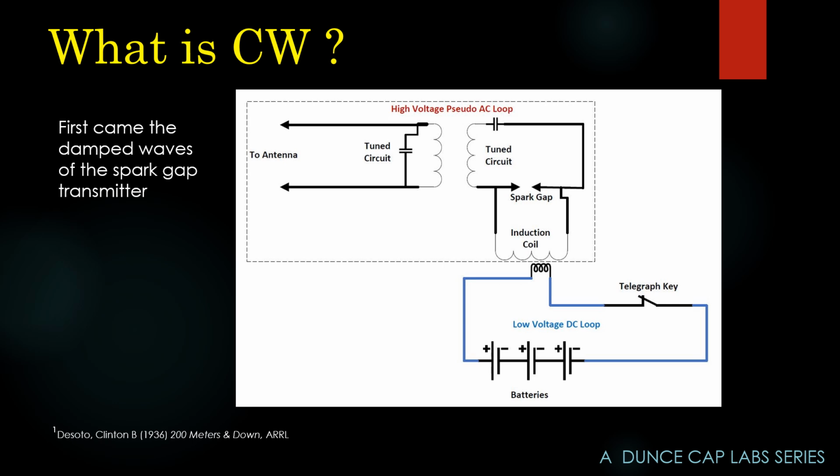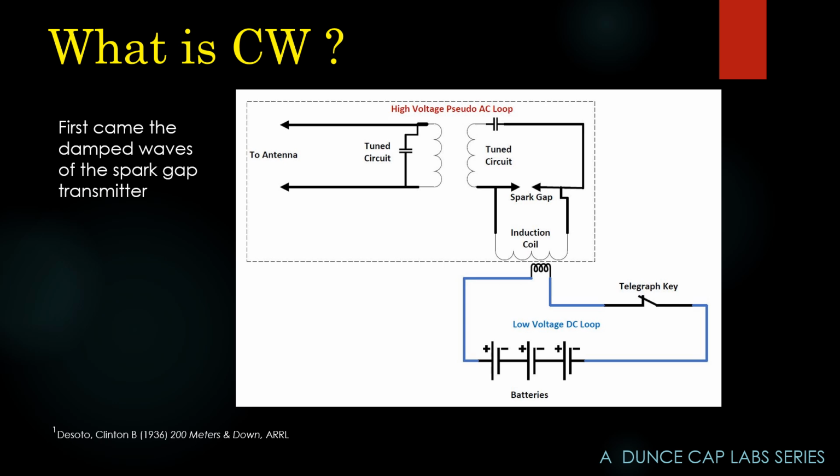Back before 1910, we didn't have fancy things like tubes and transistors, and the only way to generate RF energy was with a spark gap transmitter. When you hit the telegraph key, a great deal of voltage was induced in the induction coil, and this rise in voltage would excite the tuned circuit on the right. When the voltage got high enough, the gap would arc.